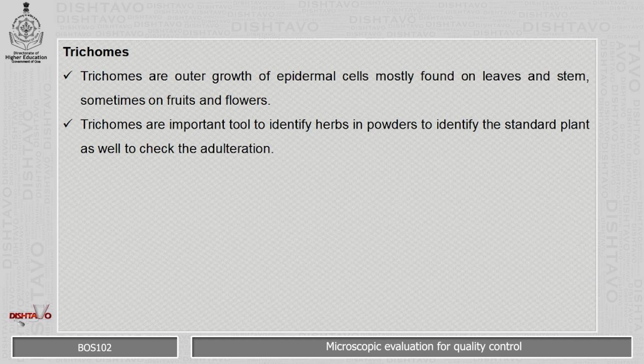Next is trichomes. Now, trichomes are the hair-like outgrowths which are often found on the epidermal cells and they are mostly present on leaves and stem, and sometimes you do find them on fruits and flowers. Now, trichomes are an important tool to identify the herb in powders, also to identify the standard plant as well as to check the adulteration. This is an important tool because the size and the shape of the trichome again varies from plant to plant.